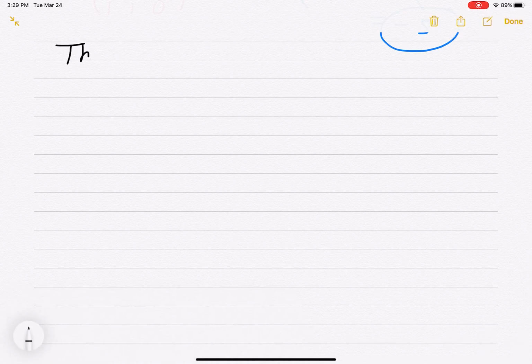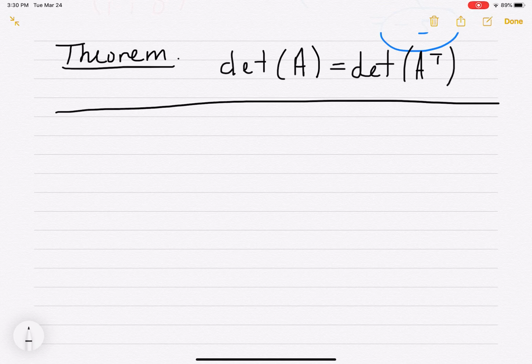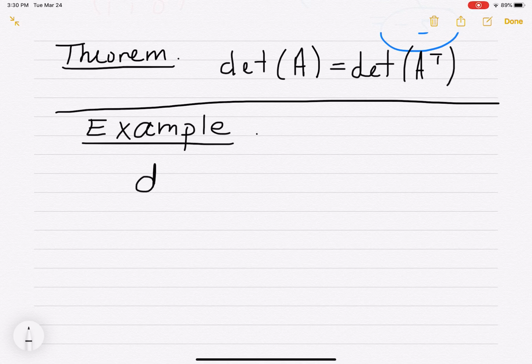Theorem. Determinant of A is equal to the determinant of A transpose. Very important fact. One more thing we want to look at. We want to look at lower triangular matrices. So let's say I want to find the determinant of a lower triangular matrix.